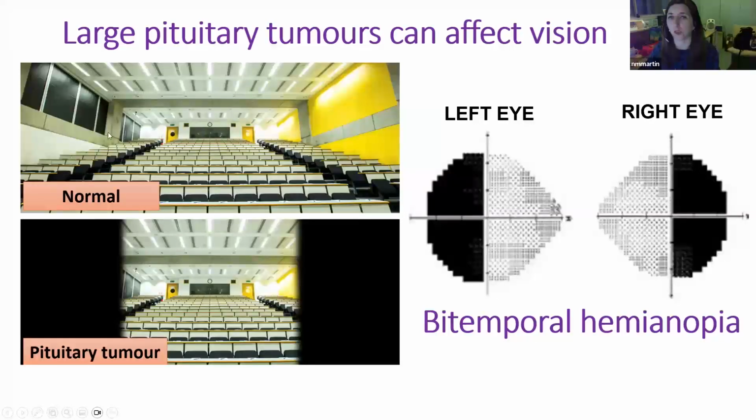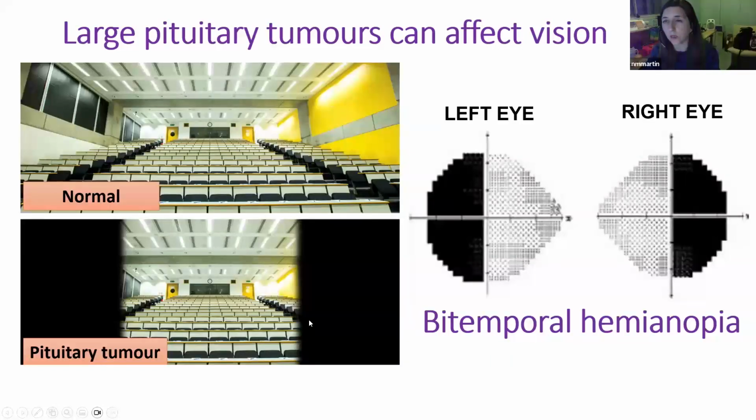If I'm standing at the front looking up, I can see the whole lecture theatre. The bottom slide shows what it would be like if I had a large pituitary tumor that was squashing my optic chiasm, squashing that nerve supply to the eyes. And what happens is I start to lose peripheral vision. So you can see here, I can't see the size of the lecture theatre at all.